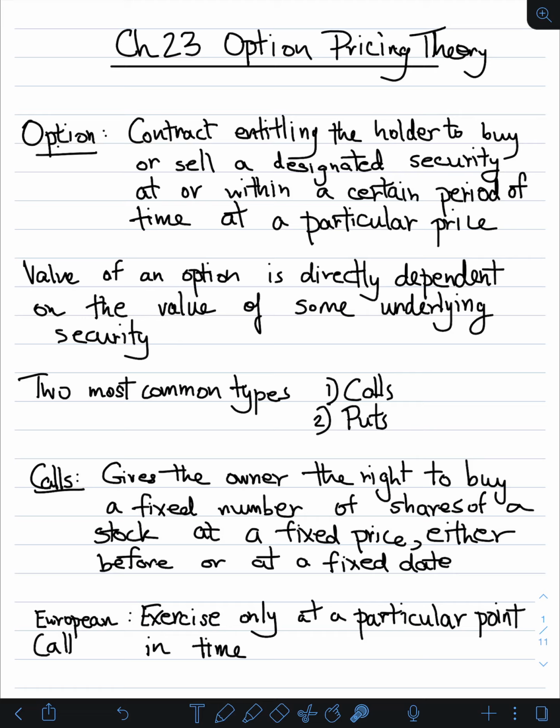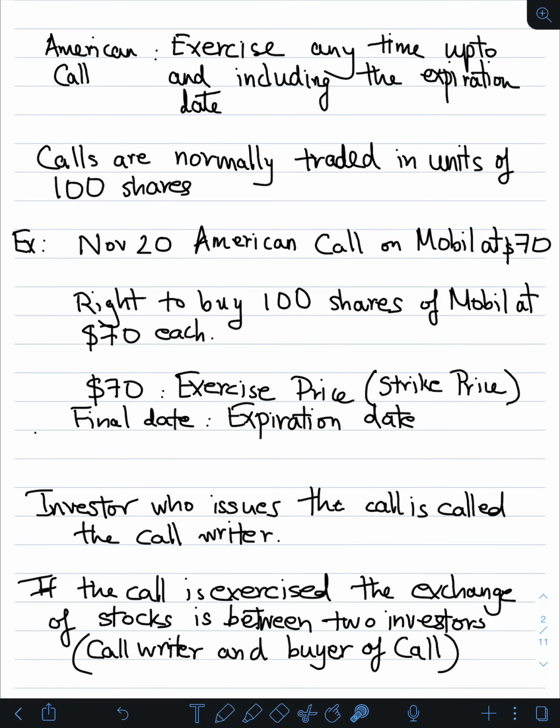So there's some time period between which you can exercise this option, or you can go ahead and buy that particular stock. And that time period will guide people to understanding whether it's a European option or an American option. So a European call can only be exercised at a particular point in time, on a specific date, versus an American call. An American call, you can exercise it any time up to and including the expiration date.